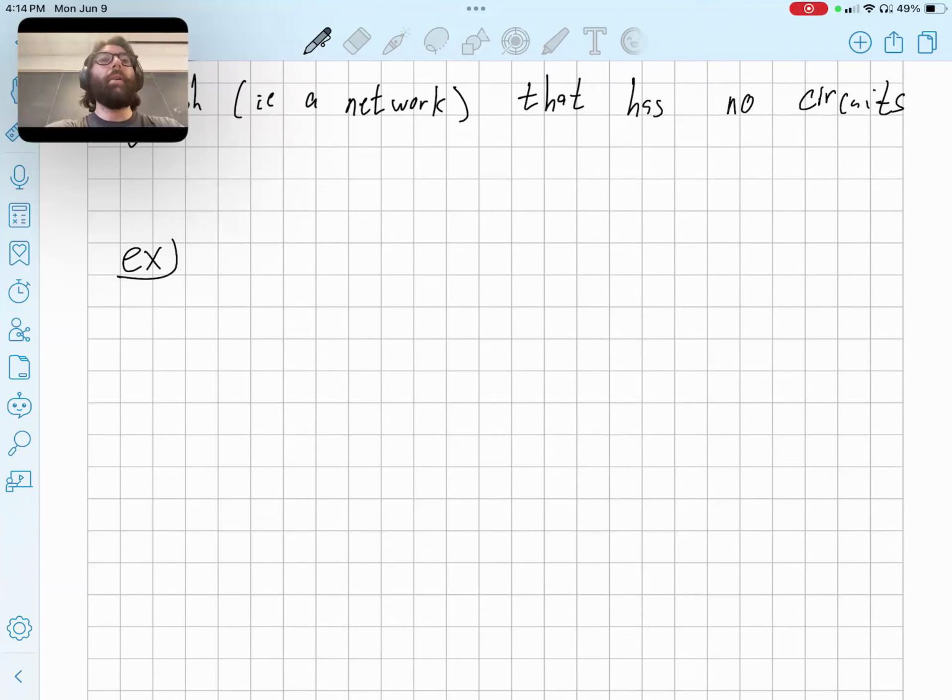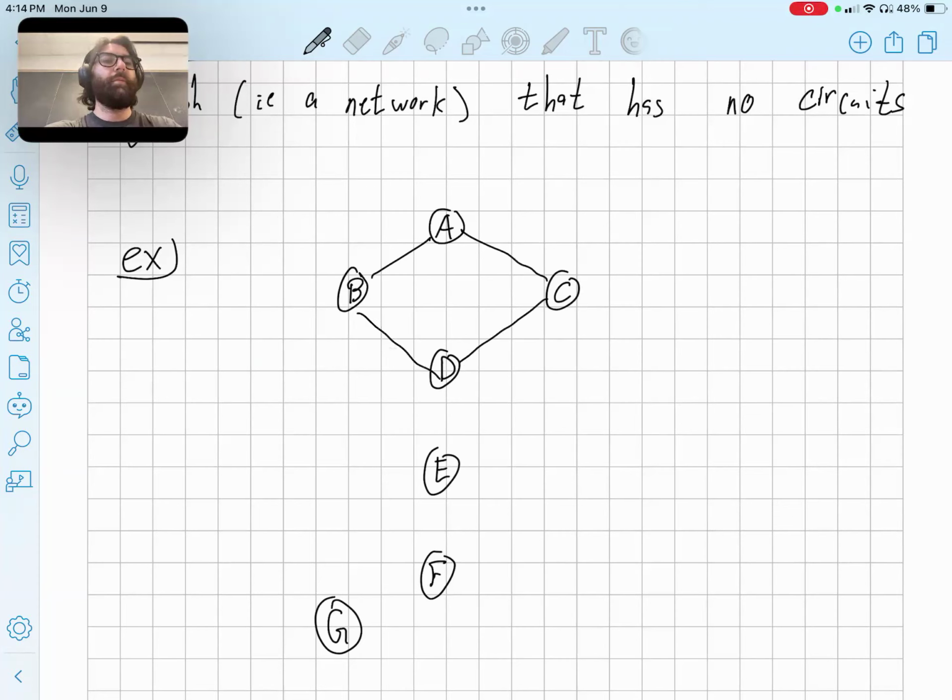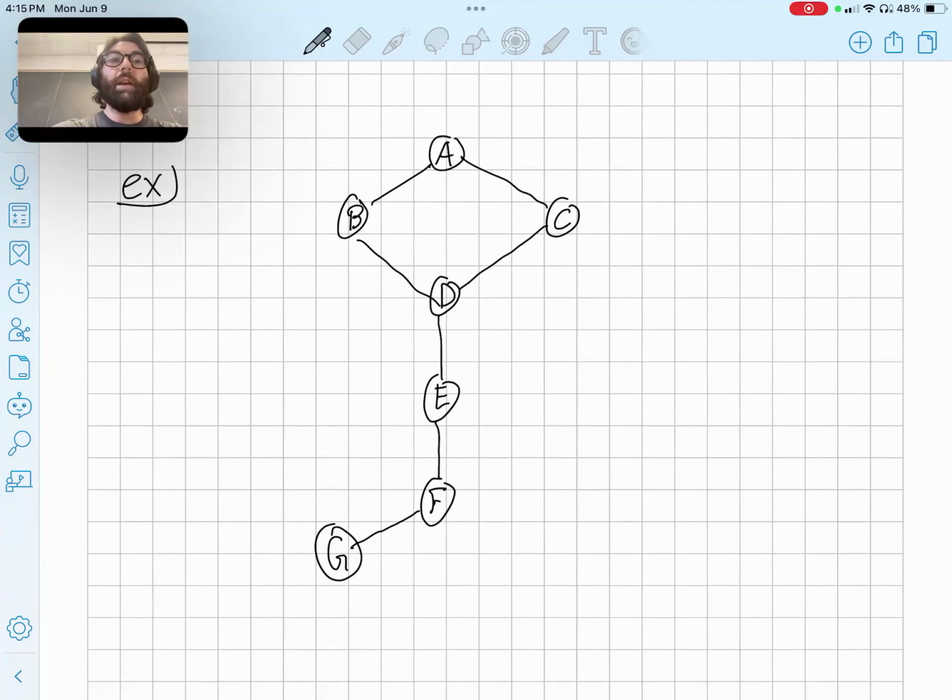I'll label the vertices. Why not? Okay, so if I do this, take a second, pause the video, and see if you think this graph is a tree or not a tree.